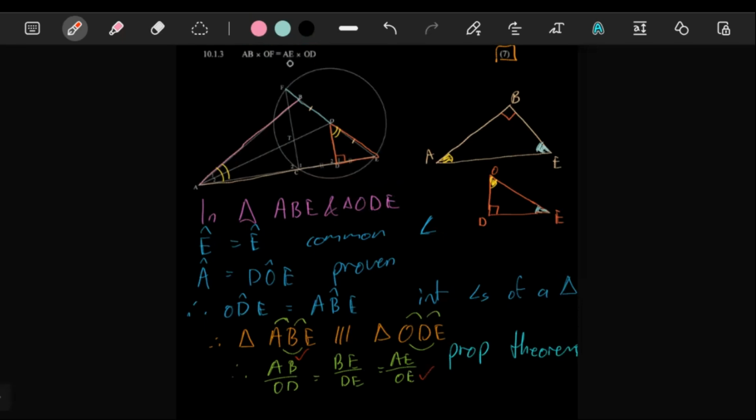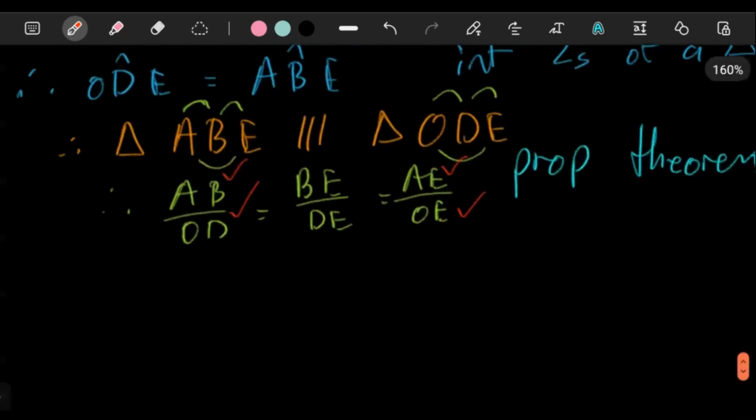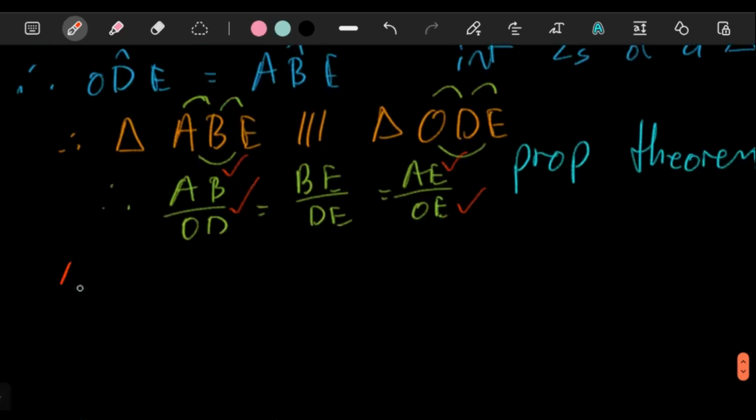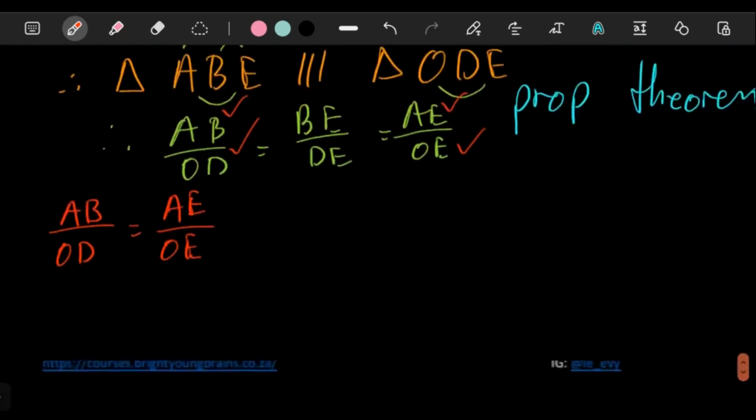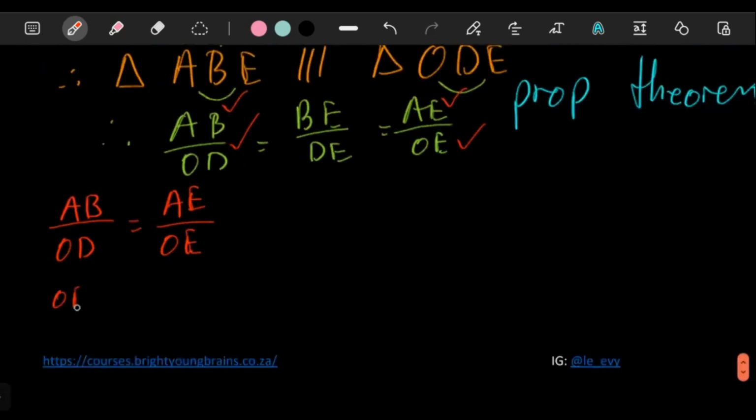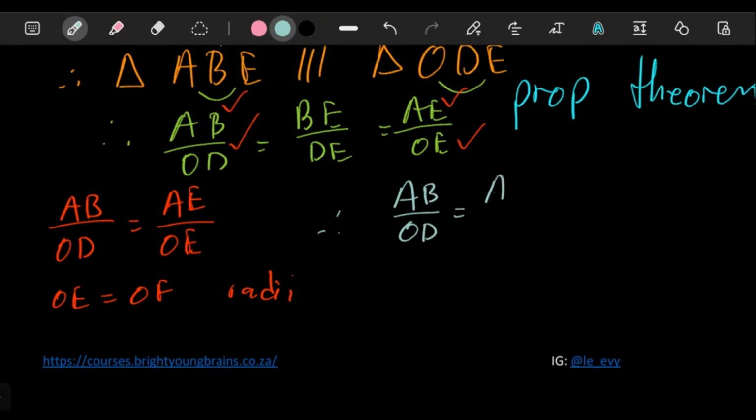Then we have AE there. So there's AE here, and then there's OD. There's OD there. So now you can just take these 2 together. AB over OD is equal to AE over OE. So from here, you can just say OE is equal to OF because they are radii. So that you can say, therefore, AB over OD is equal to AE over OF.